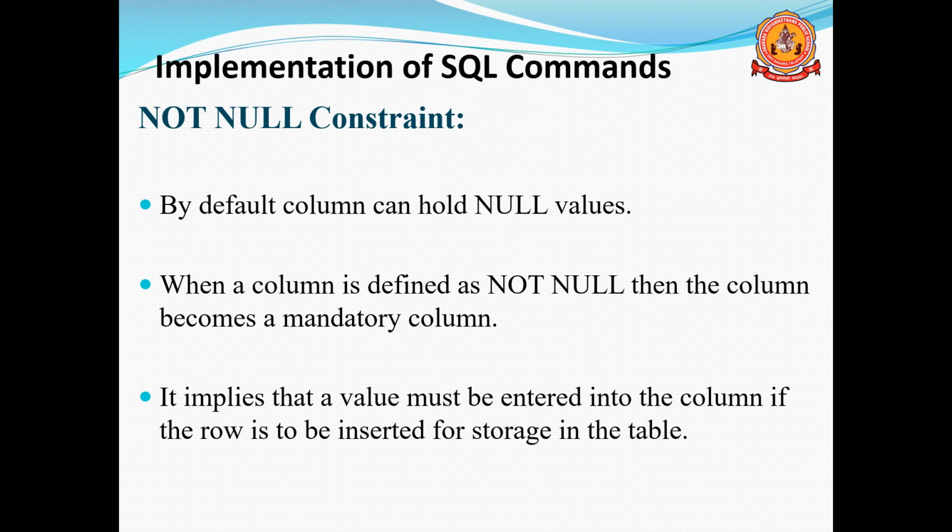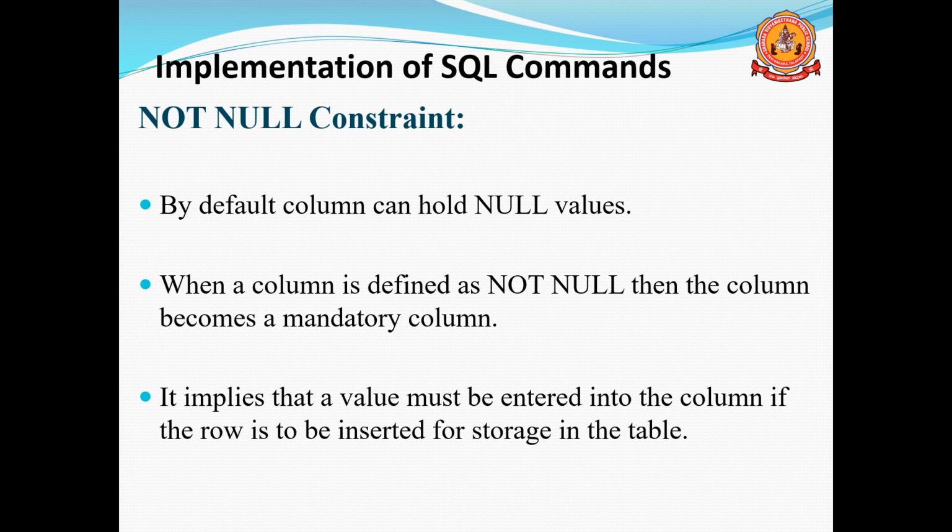But whenever a column is defined as not null, the column becomes a mandatory column. Then we should provide the data, otherwise we won't accept it. So not null means like that. If you define a column as not null, you should provide data. It is not possible to leave that particular column, or particular cell, empty. So it will be like a mandatory column.